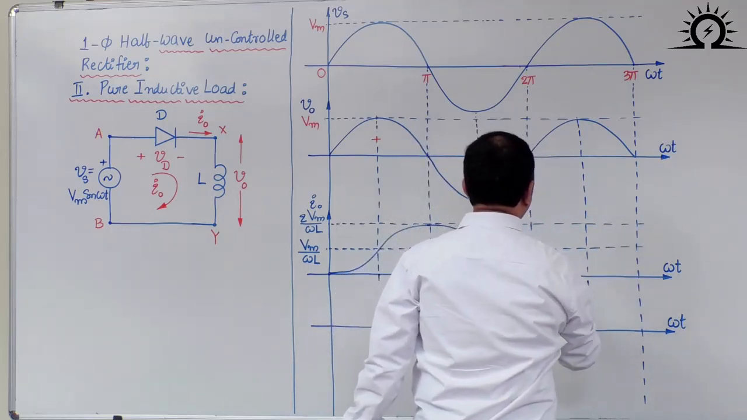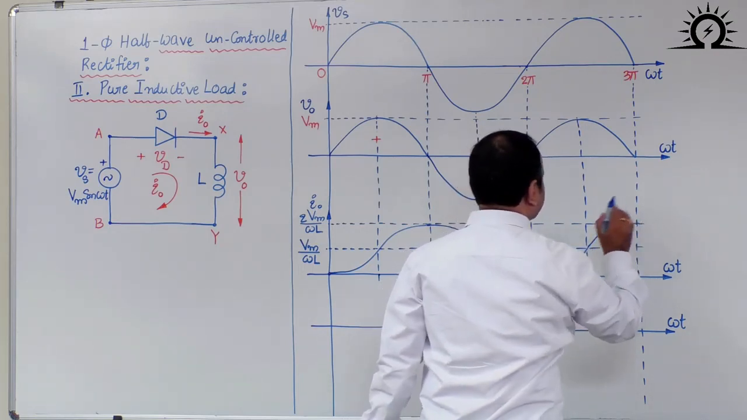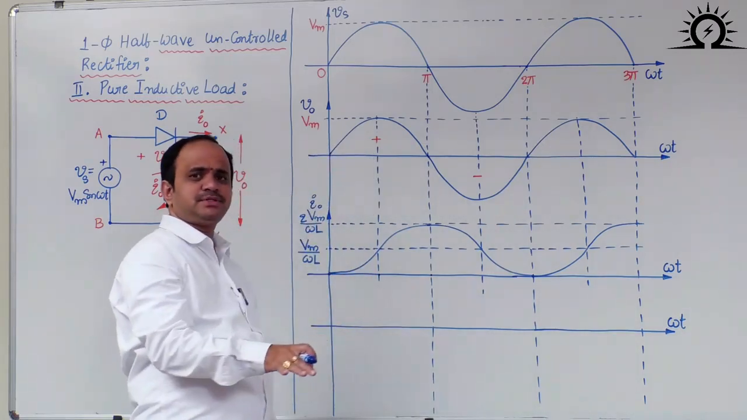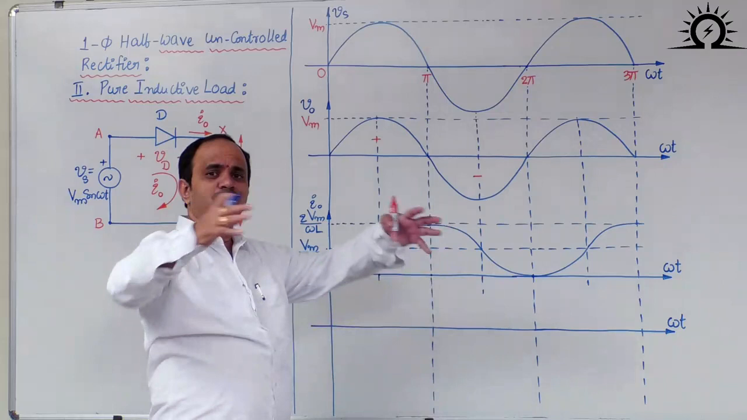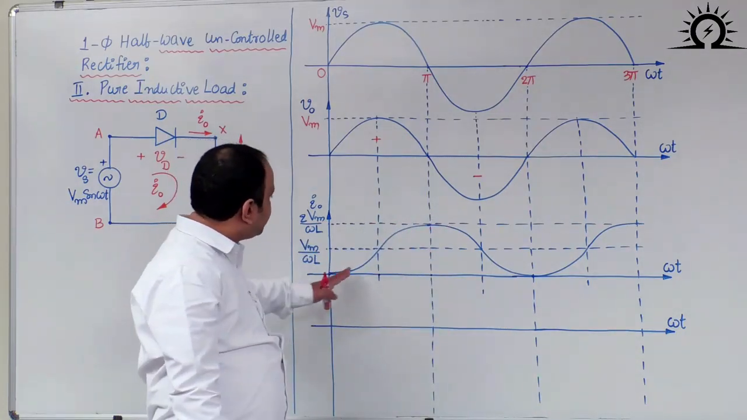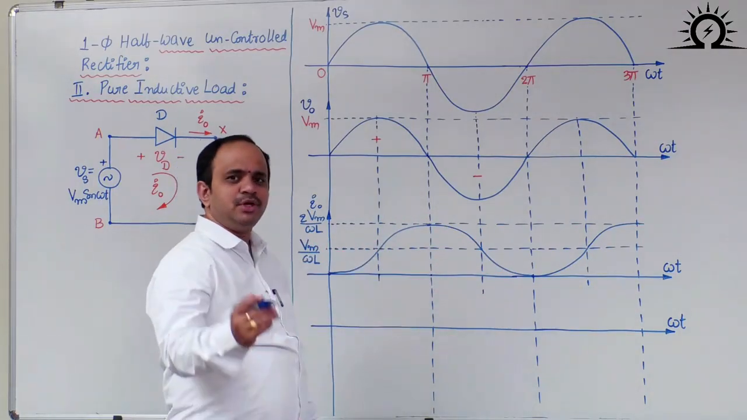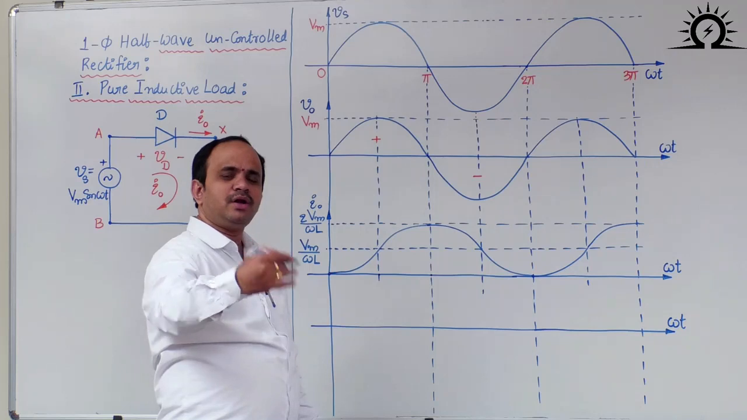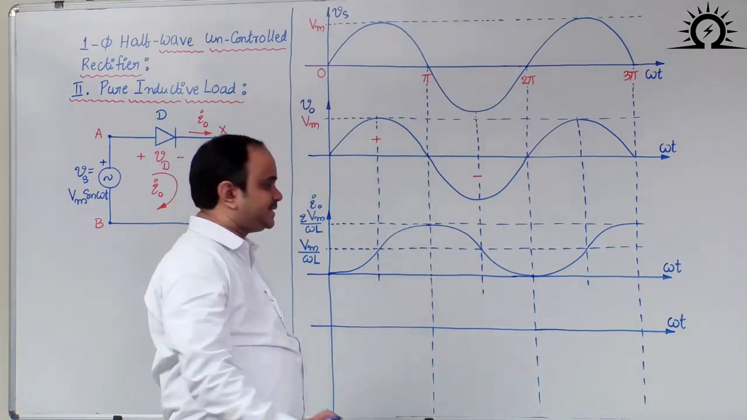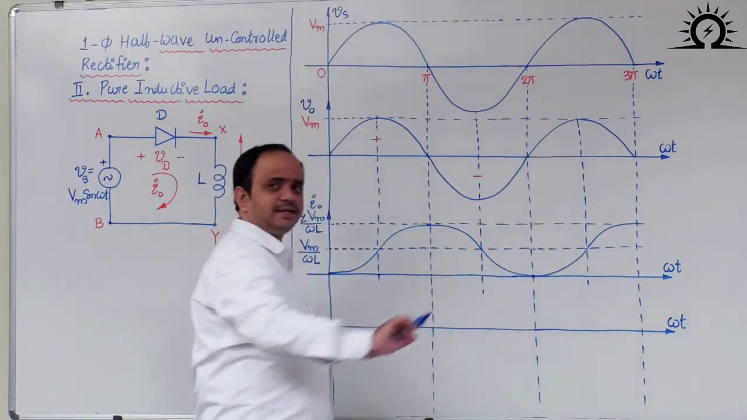Strictly speaking, a pure inductive load is not possible. It is a hypothetical load, just for analysis purposes. But if you take an RLE load at the first step itself, it is difficult to understand. Therefore, a pure inductive load will give you a basic idea of the inductor concept. Slowly we will add non-ideal components one by one. If at all a pure inductive load is there, the diode will be in conduction in the entire cycle.